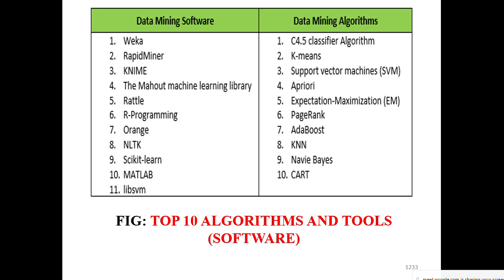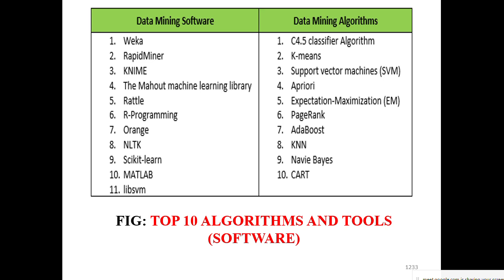The Mahout machine learning library is one of the popular libraries, a very good library concept in big data technologies like Hadoop and Spark. Rattle is a data mining tool. R programming is a visualization tool. Orange is a data mining tool. NLTK, Natural Language Toolkit, is one of the tools for NLP, natural language processing, for conversion of one programming language to another programming language.